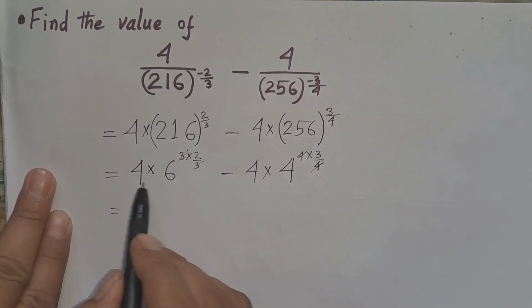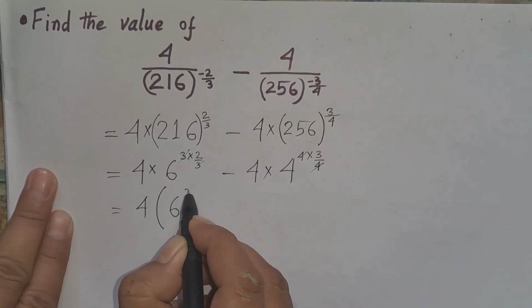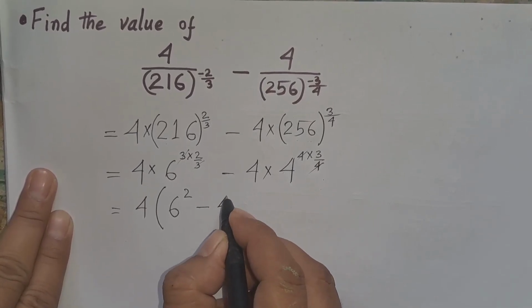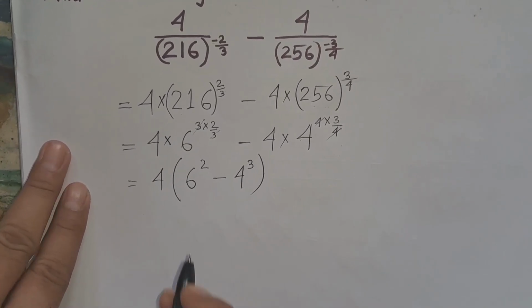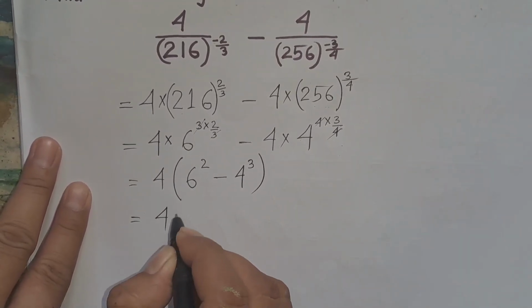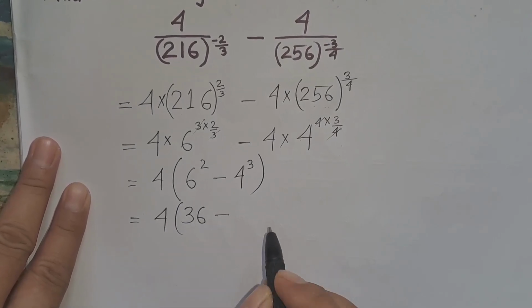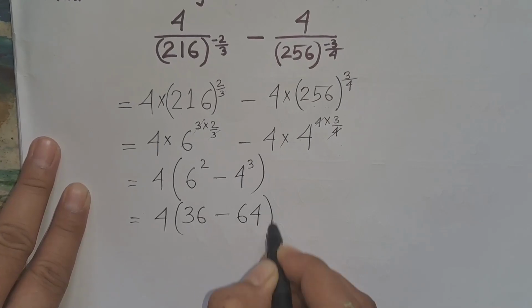So 4 into 6 square minus 4 into 4 cube. I am taking the 4 as a common factor. So 4 into, within the bracket, 6 square minus 4 cube. Now outside there is 4, 6 square means 36, and 4 cube, which is it?